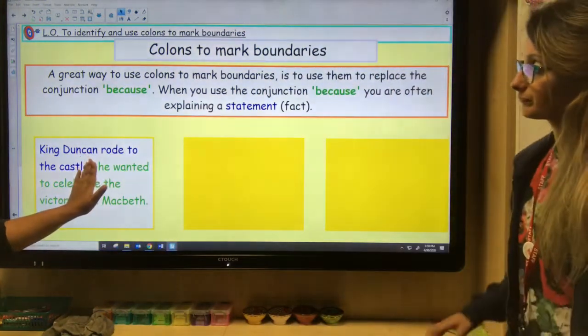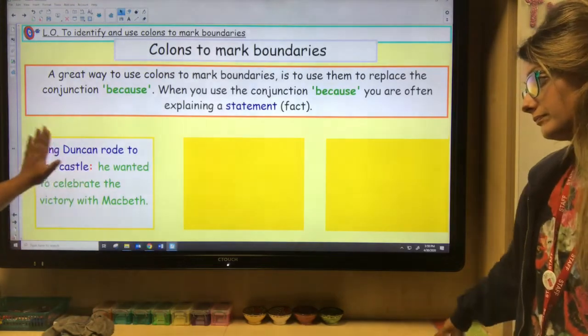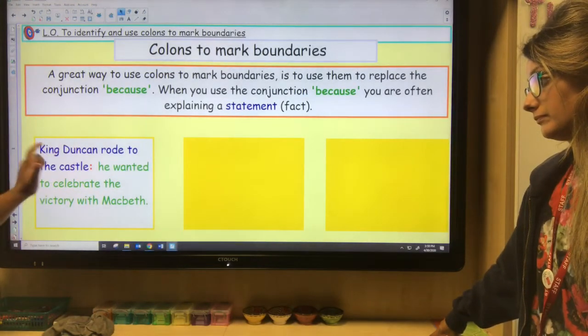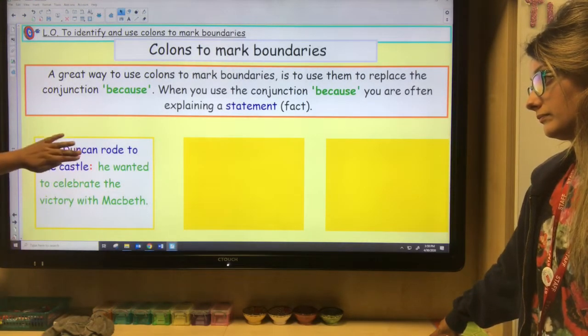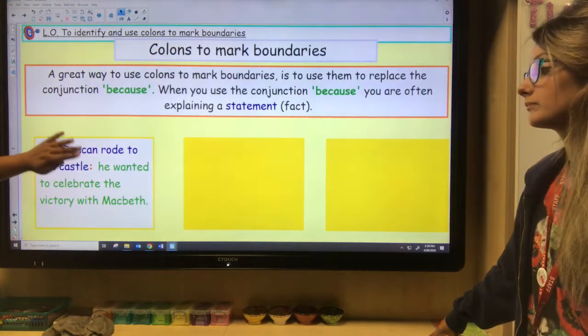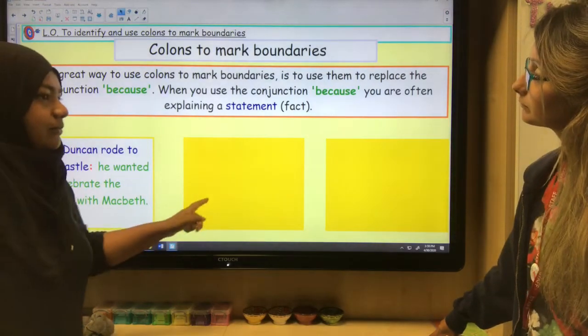And we've also got 2 main clauses there. King Duncan rode to the castle. That's the main clause. It makes sense on its own. It's got a subject and a verb. And the second, he wanted to celebrate the victory with Macbeth. Again, another main clause.